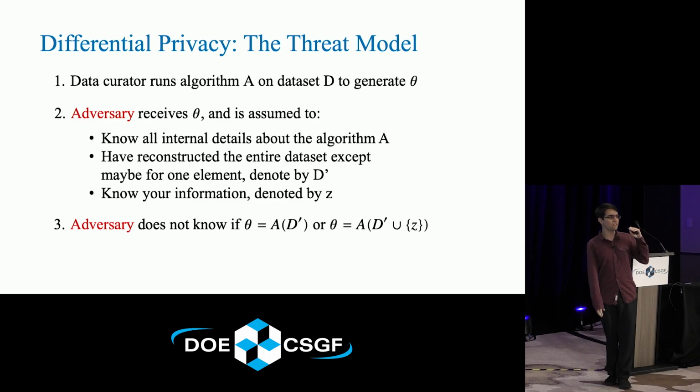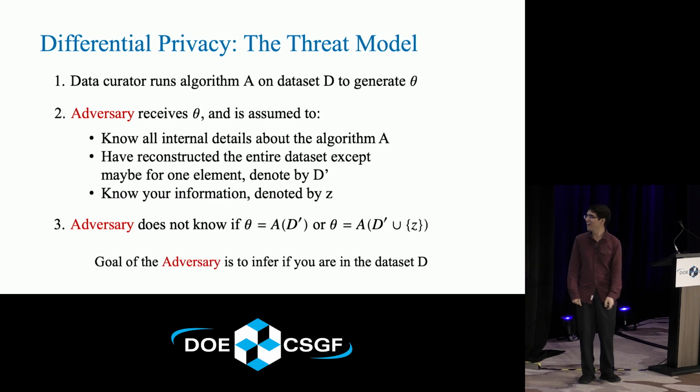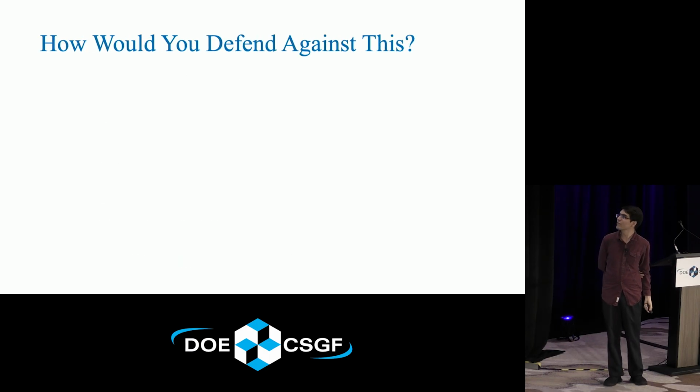So again, hopefully the reaction is, oh my gosh, really? Yes, this is meant to be sufficient for privacy. Yeah, so the goal of the adversary is to infer that you are in the data set D. And that is the threat model for differential privacy. A question to you, how would you even defend against this? This is a very powerful model.